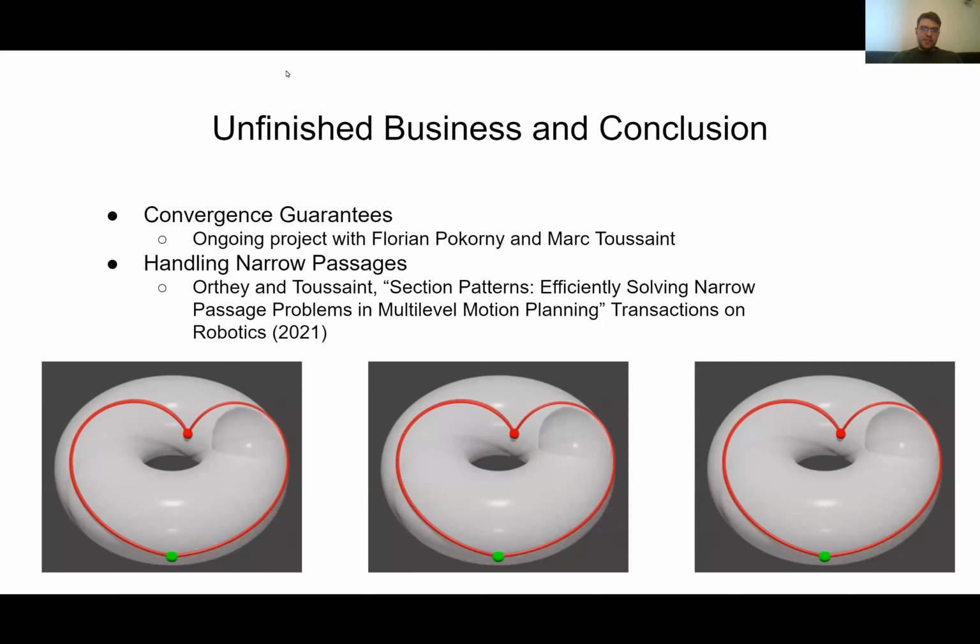So the limitations: first, we do not yet have convergence guarantees. And I'm currently collaborating with Florian Pokorny and Marc Toussaint to solve this. And second, we often have problems finding local minima in or near narrow passages. To overcome this, we recently published a paper called Section Patterns, Efficiently Solving Narrow Passage Problems in Multilevel Motion Planning. In conclusion, multimodal optimization is a great way to not only visualize options and compute symbolic representations, but also to increase our understanding of the structure of high-dimensional state spaces. Thank you.